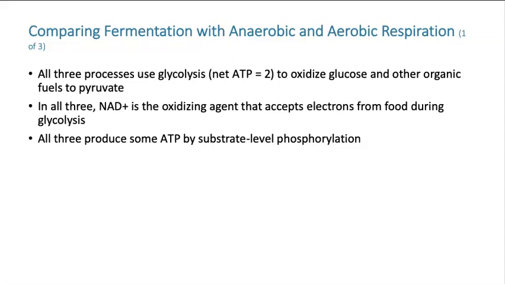All 3 processes, fermentation, anaerobic respiration, which again we haven't talked about too much, and aerobic respiration, all 3 processes use glycolysis. That's just it. And remember, only 2 ATPs are made from glycolysis. So to oxidize glucose and other organic fuels like fats and so forth, we're making pyruvate is the whole thing here. In all 3 of these, NAD+ is the oxidizing agent that accepts electrons from food during glycolysis. That's important. And in all 3 of these processes, ATP is made by substrate-level phosphorylation.